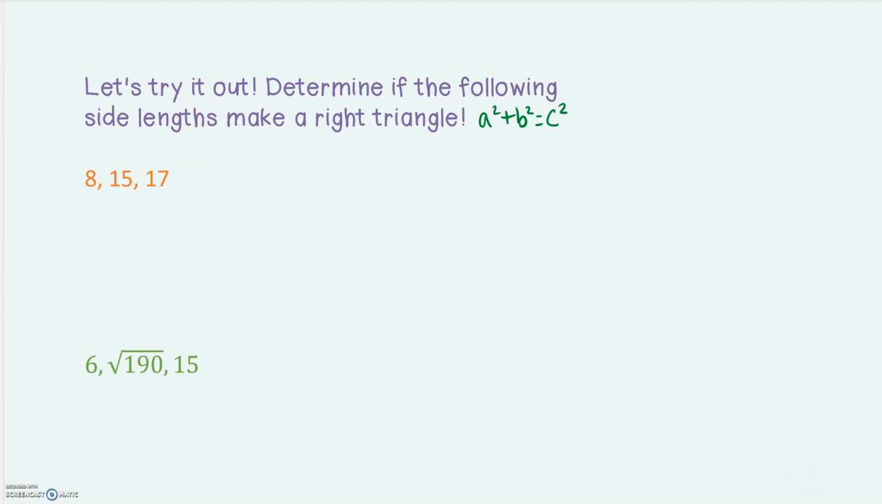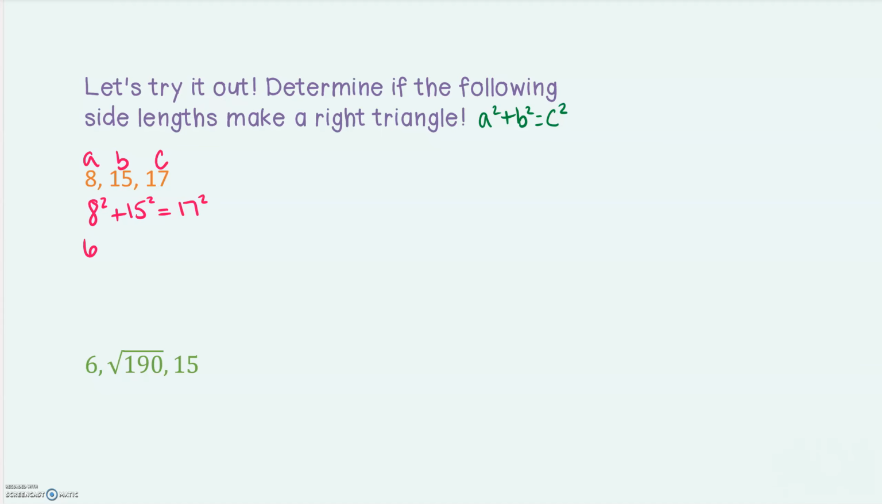So automatically, if I look at 8, 15, and 17, 17 is the biggest number, so that's going to be my C. Automatically, it has to be. There's no other option. And then remember that A and B are transferable. It doesn't matter which order they go in. So I'm just going to say A, B, C. So I'm now going to set this up. I'm going to say 8 squared plus 15 squared equals 17 squared. Because that's my Pythagorean theorem. That's how it's set up.